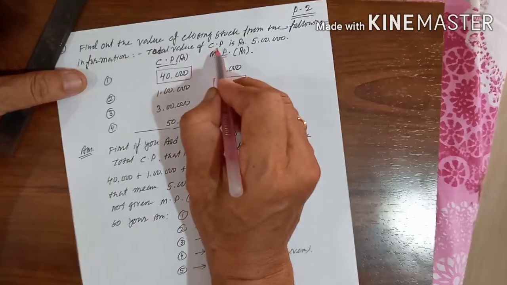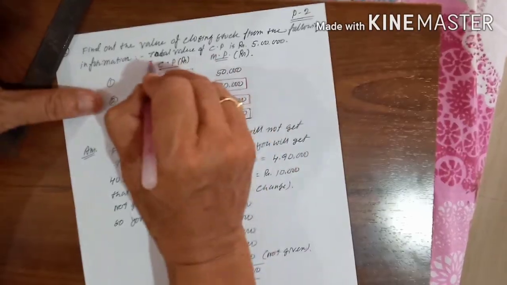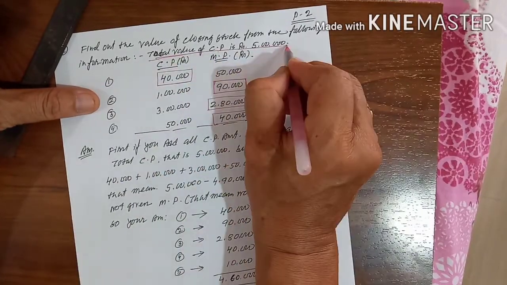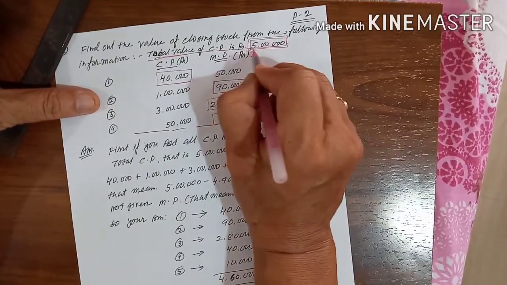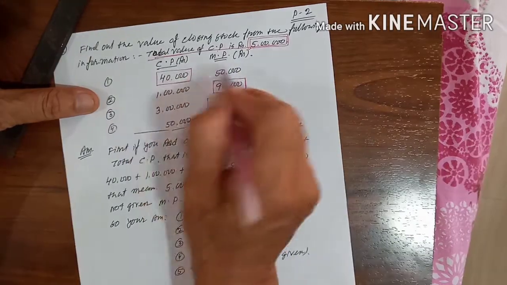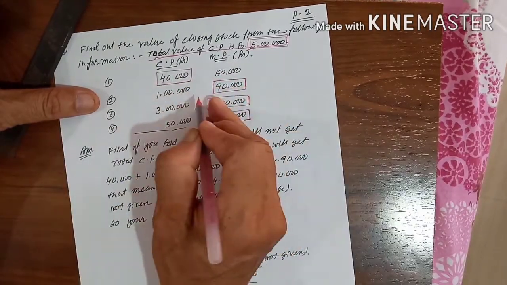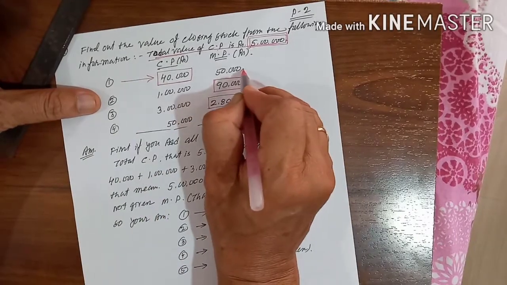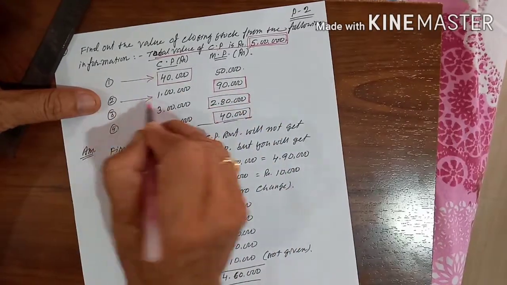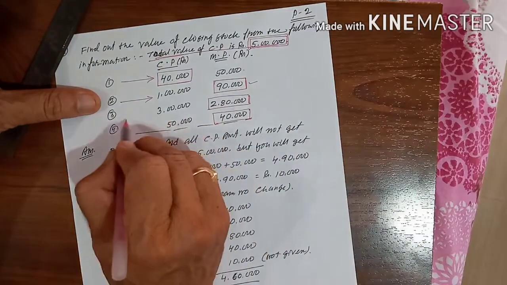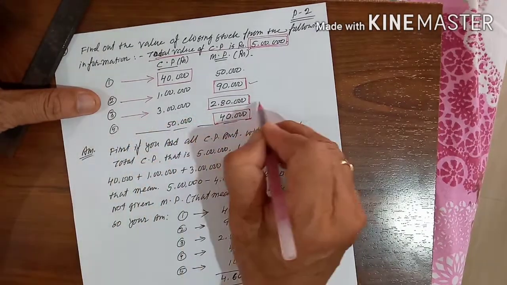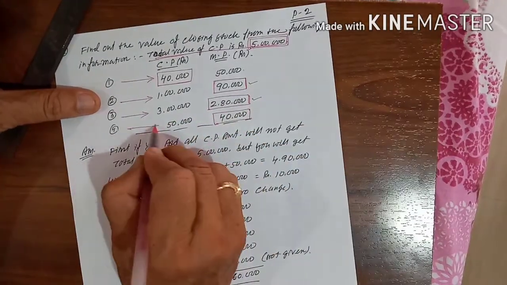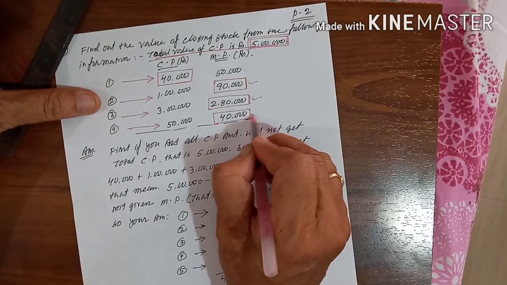Total value of the cost price is given, that is CP is 5 lakh. And how this 5 lakh changed in CP and MP is given. First, 40,000 of your CP, market price is 50,000. 1 lakh of your CP, market price is 90,000. 3 lakh of your CP, market price is 2,80,000. 50,000 of your CP, market price is 40,000.